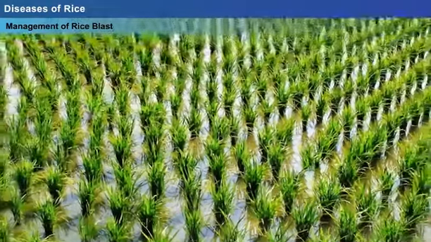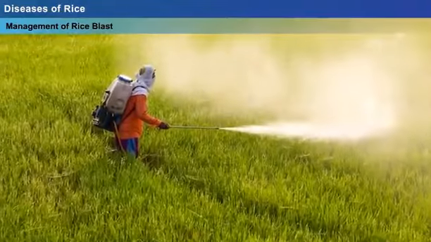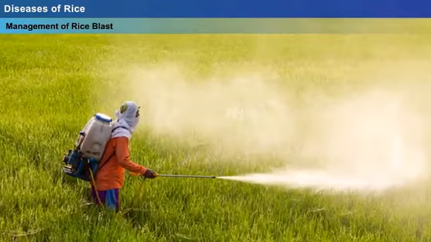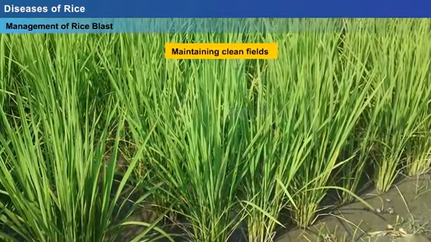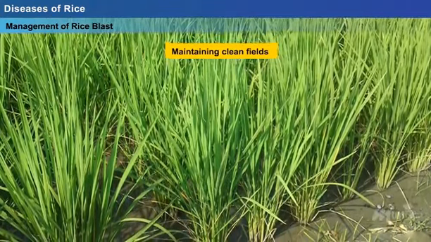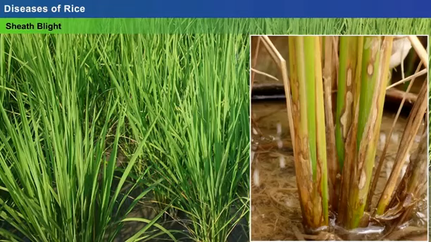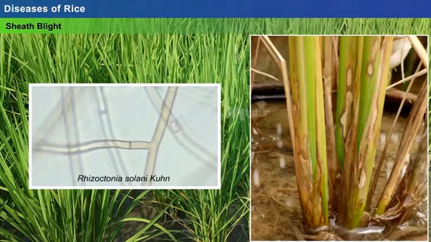By applying recommended levels of fertilizers, because excessive usage can increase the intensity of blast infection. By maintaining clean fields, which can be the sources of infection. By burning or burying of diseased plant. Sheath blight. This is caused by the fungus Rhizoctonia solani Kuhn.